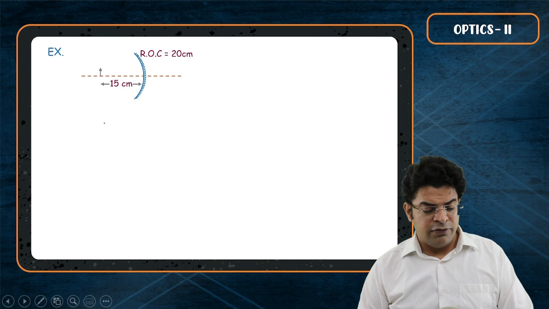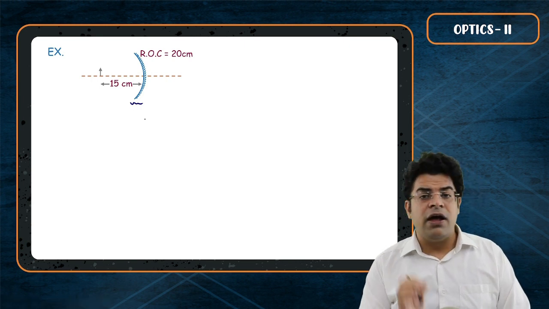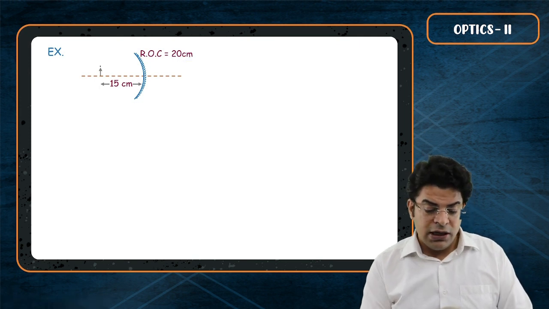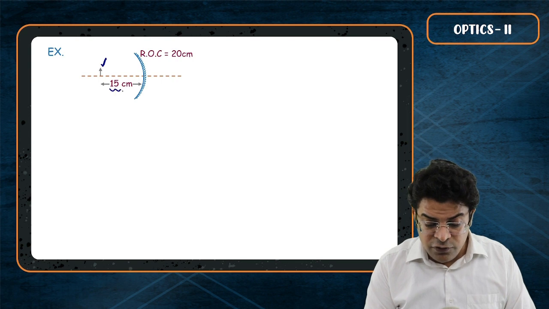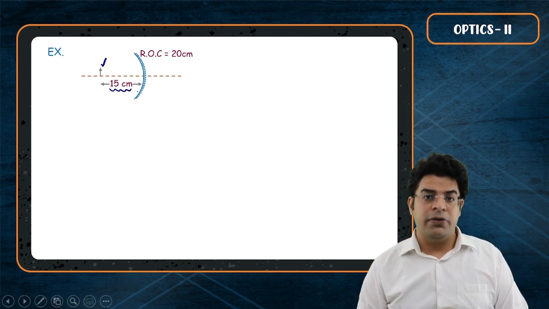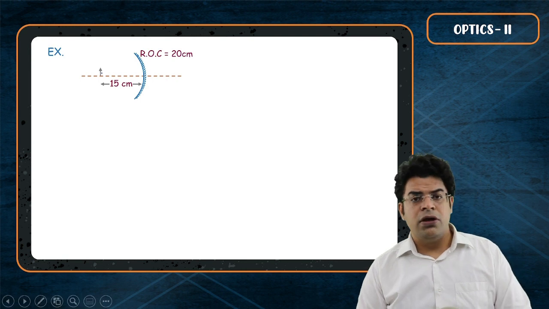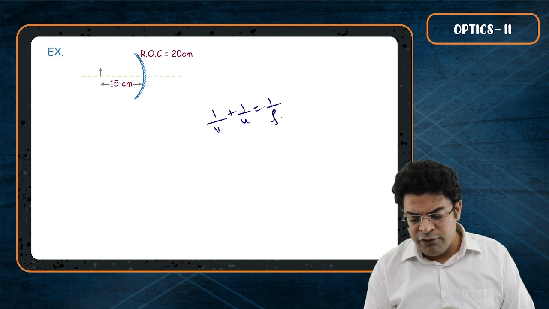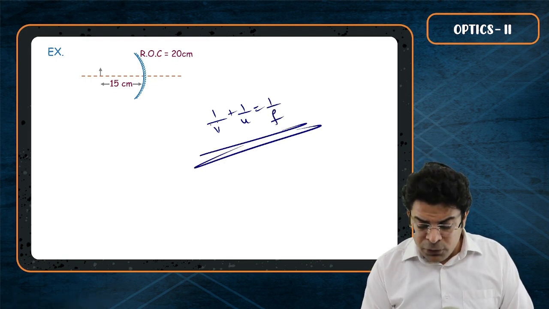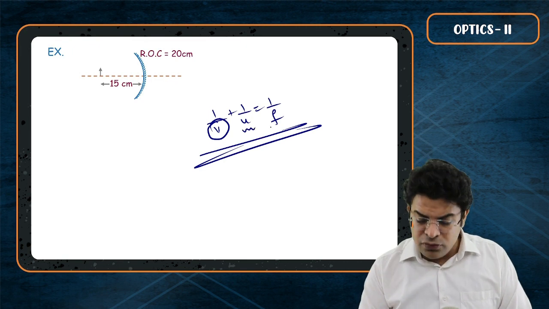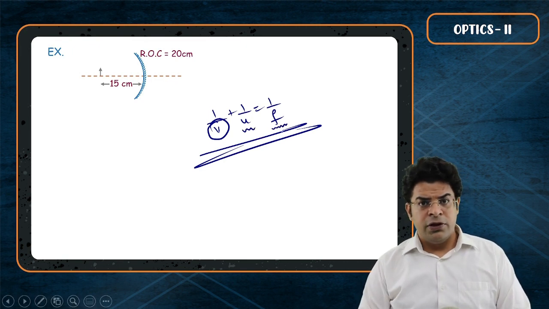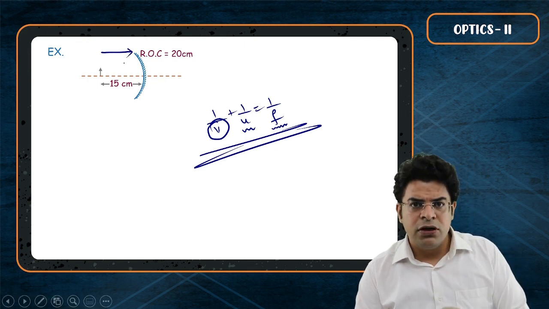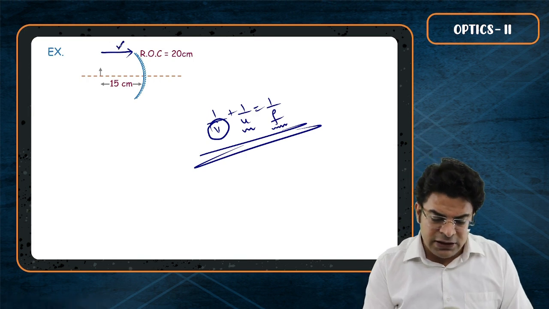So let's take the first example. In this example, you can see that you have got a concave mirror having a radius of curvature of 20 centimeter. An object is placed at a distance of 15 centimeter in front of the mirror. So this is your object. You need to tell me in the formula 1 by V plus 1 by U equals to 1 by F, which is the mirror formula, to find the position of image, what will you substitute U as, what will you substitute F as? So we have learned that the direction of propagation of incident ray has to be taken as positive. So the direction of incident ray must be this.